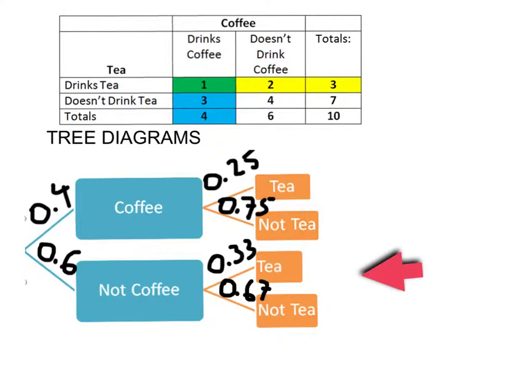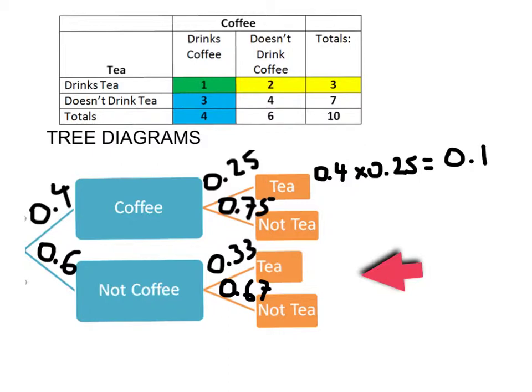When we look at combining the 2 events together, 40% of the coffee drinkers, a quarter of them drink tea. So this first out of our 4 possibilities is 0.4 times 0.25. In other words, a quarter of the 0.4, which is 0.1, are coffee and tea drinkers.